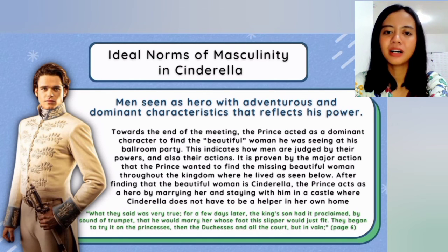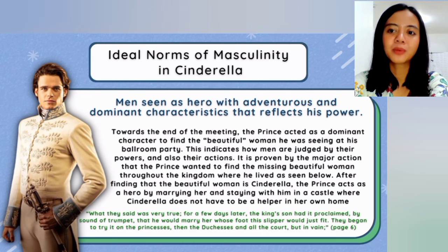We can see it in the dialogue. I will quote the dialogue. What they said was very true. For a few days later, the king's son had it proclaimed by sound of trumpet that he would marry her whose foot that slipper would just fit. They began to try it on the princesses, then the duchesses and all the court, but in vain. It is stated on page 6.